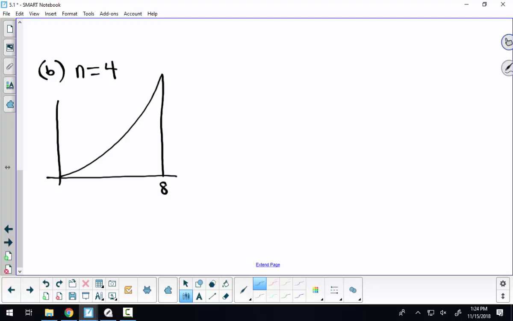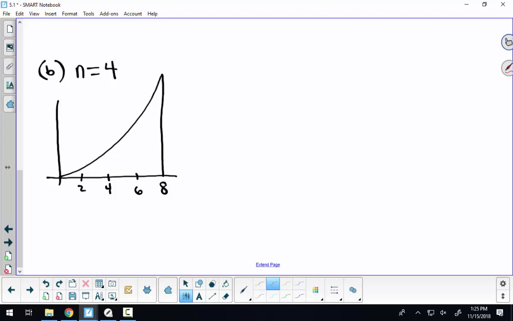This time we're using 4 rectangles, which means we're dividing 0 to 8 into 4 different pieces. What is the length of each rectangle now? We've got to fit 4 rectangles from 0 to 8. They're all going to have a length of 2. So the first rectangle goes from 0 to 2, then 2 to 4, then 4 to 6, and then 6 to 8. That's what we referred to earlier as forming a partition of the interval 0 to 8.